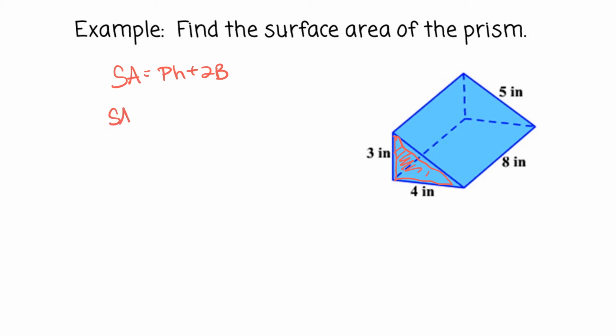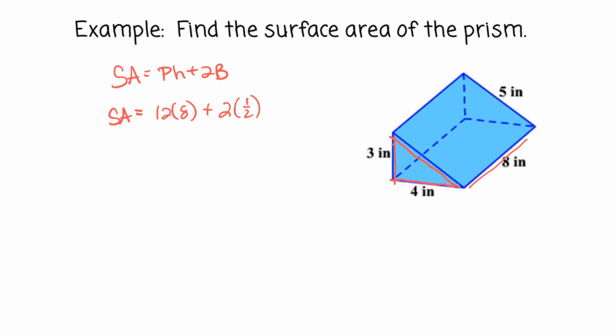All right, so surface area equals the perimeter of my base. So my base, we said, was that triangle. So I need to add 3 plus 4 plus 5. That gives me 12 times the height of my prism. That's the 8 right there. Plus 2 times the area of my base. Now my base is a triangle, so that's 1/2 base times height.